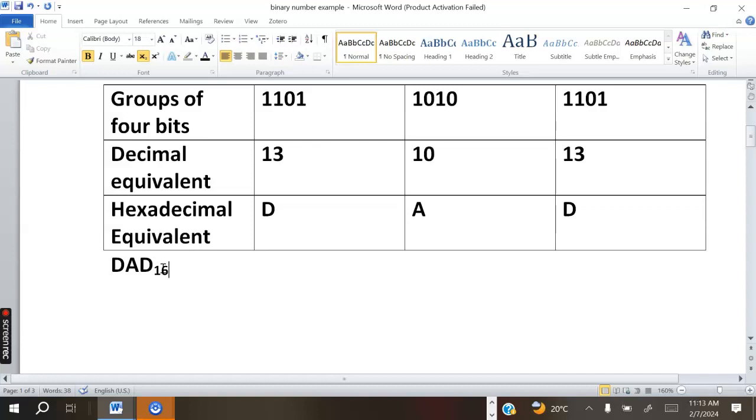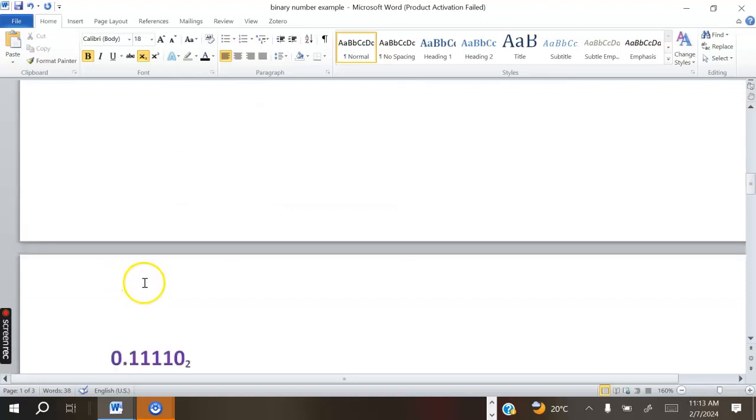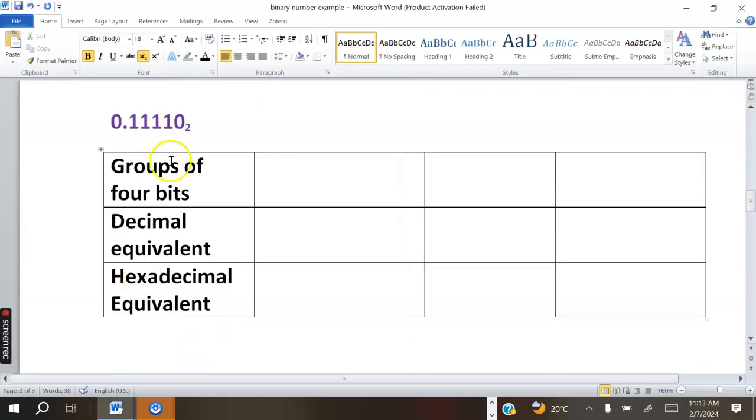And don't forget that whenever you are writing your answer in hexadecimal form, you must include the base 16 because that's now the value for it. Okay, let's move to the next part. The next example, we have this one. As you can see, we have integral parts on this side and the fractional part on the other side.